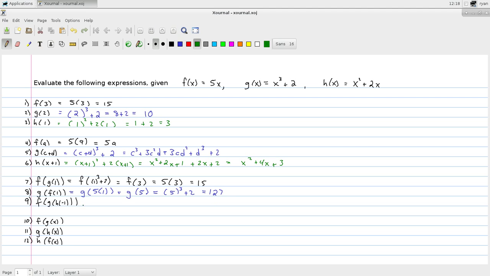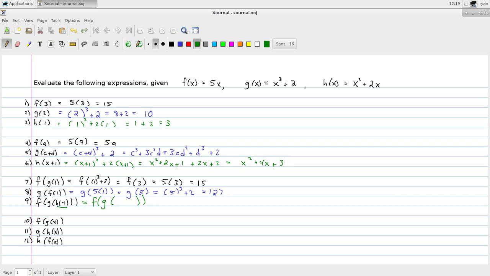Number 9 is f of g of h of negative 1. Now this looks really intimidating, but we're just going to handle these one at a time. The f function is on the outside, and we'll leave that where it is. The g function we're not ready for because we're going to analyze the inside first, so we'll leave this as f of g of something that we're going to figure out.